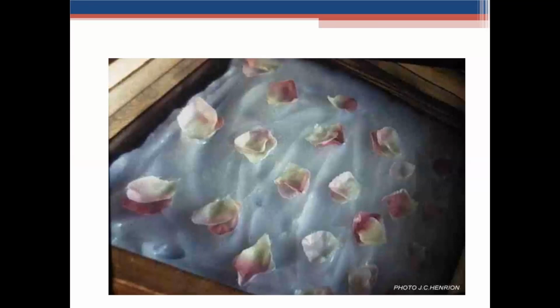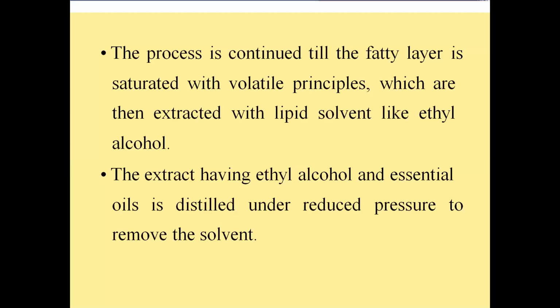After the petals are exhausted, you can replace them with fresh petals, and after some time you will get volatile oil in this layer, and this process is continued till the fatty layer is saturated, until nothing more can enter it, with volatile principles, which are then extracted with a lipid solvent like ethyl alcohol. And the extract having ethyl alcohol and essential oil is distilled under reduced pressure to remove the solvent.